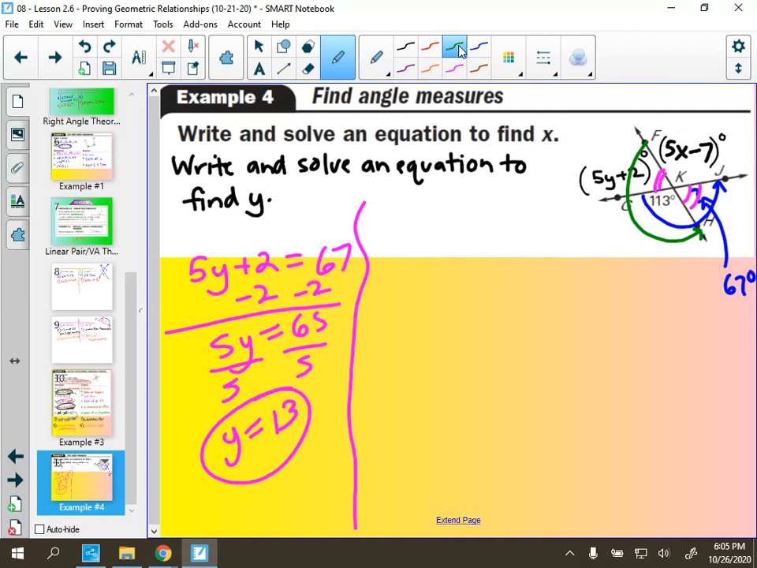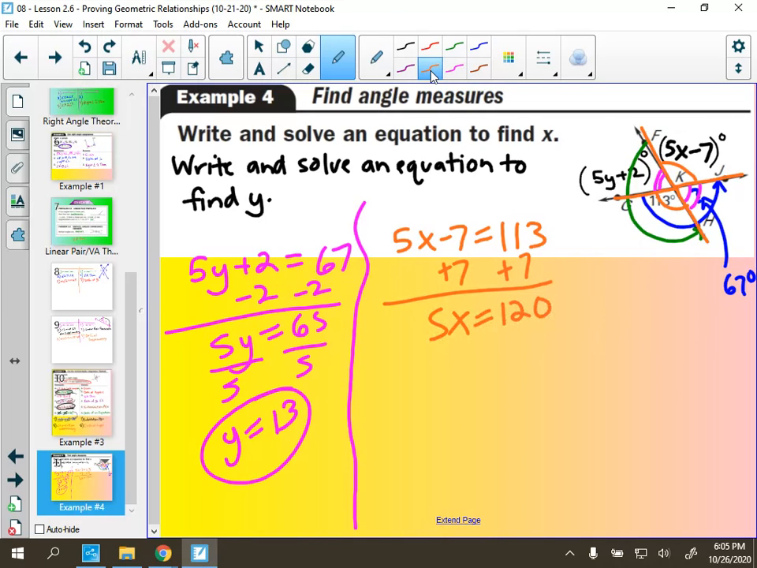I think to find my x, I'm going to use the exact same process. I'm going to look at this vertical angle right here that I've marked in orange, so angle FKJ, and say, you know what, that's a vertical angle with GKH, this one right here. Those have to be the same. 5x minus 7 has to be equal to 113 because the vertical angle theorem says so. So I'd add my 7 to both sides, the addition property of equality, don't have to state it. And I would divide both sides by 5 to figure out that x equals 24, I believe, on that one.